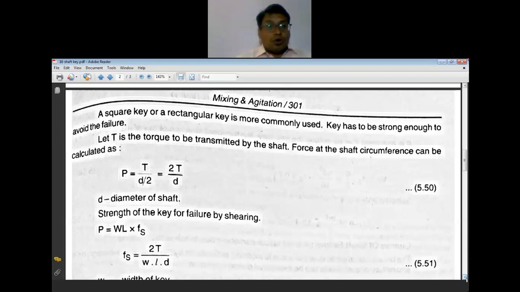Now the key, how will it fail? The key will fail in two different ways: one is by crushing and the other is by shearing.